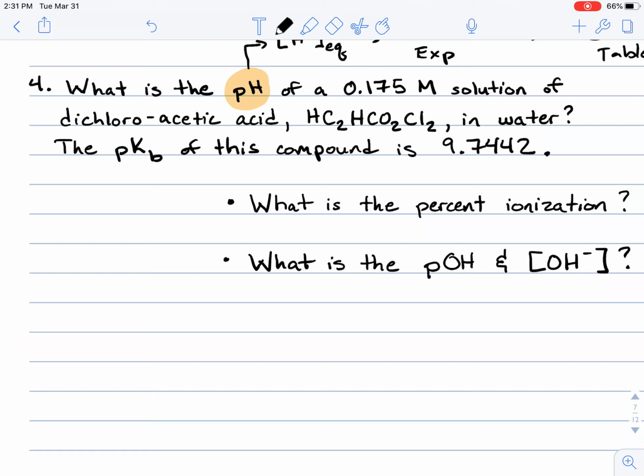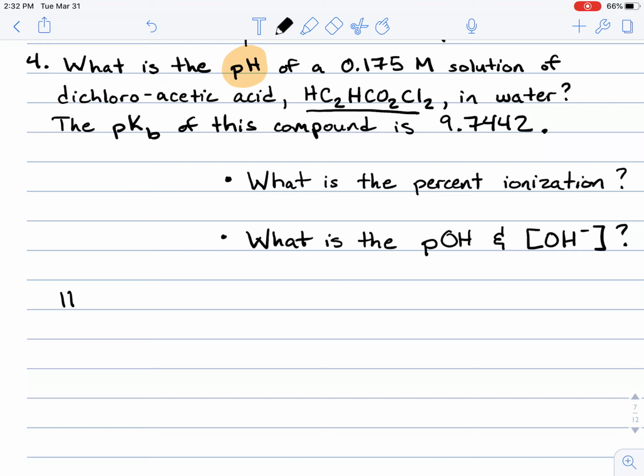Since we're working with dichloroacetic acid, the chemical formula is already given to us. So we're just going to write it below. Here we have HC2HCO2Cl2. To write a chemical equation for the ionization of the proton in dichloroacetic acid in water, we need to identify what our ionizable hydrogen is. Here we have two hydrogens in this chemical formula.